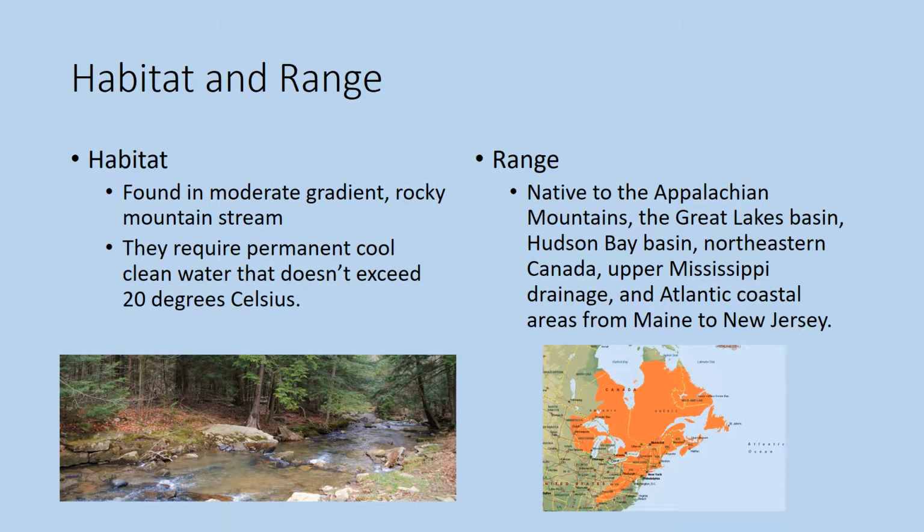So brook trout are often found in moderate gradient rocky mountain streams, like the one shown here, that have permanent cool, clean water that doesn't exceed 20 degrees Celsius. Their native range is in the Appalachian Mountains and the Great Lakes Basin, the Hudson Bay Basin, the upper parts of the Mississippi drainage, also northeastern Canada, I skipped one. And finally, the Atlantic coast areas from Maine to New Jersey.